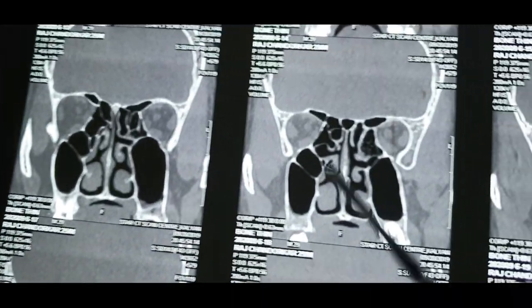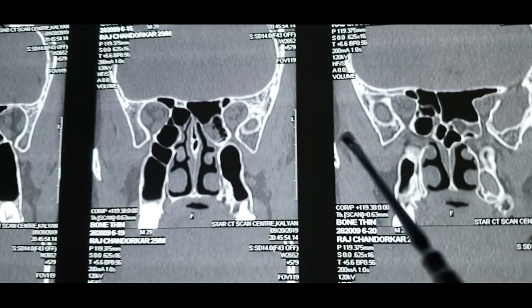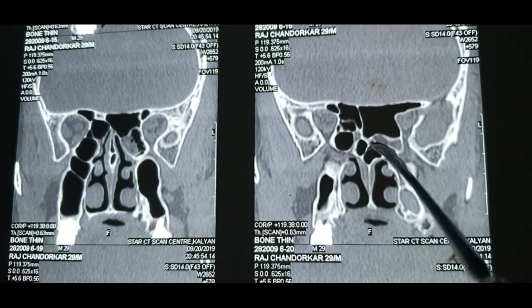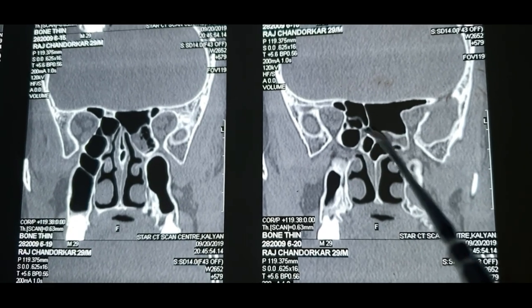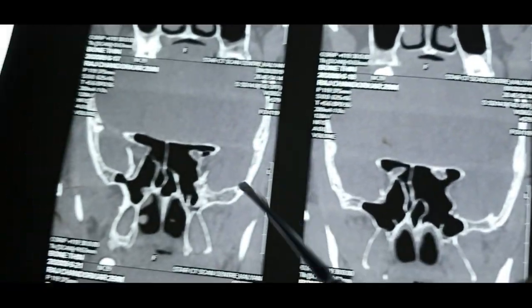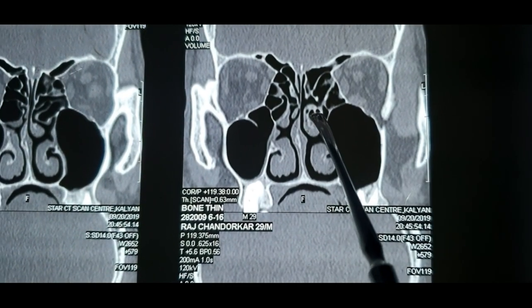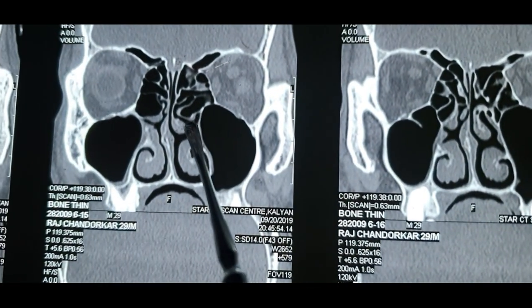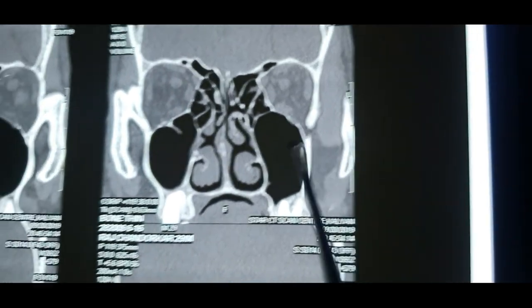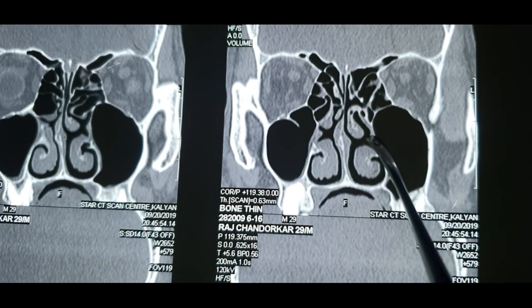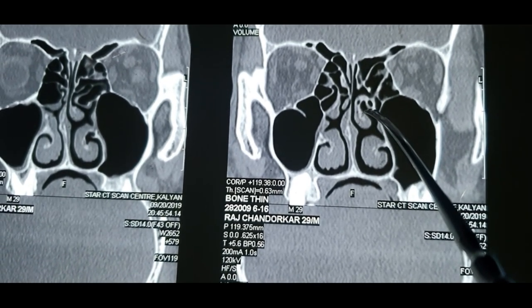So coming on to the most important thing. As you go posteriorly, there's one more question which arises. How do you identify that this is the posterior most ethmoid and not the sphenoid like here? Now see, follow the posterior ethmoids. This was the attachment of the middle turbinate to the perpendicular plate of the palatine. So this is the start of the posterior ethmoids.